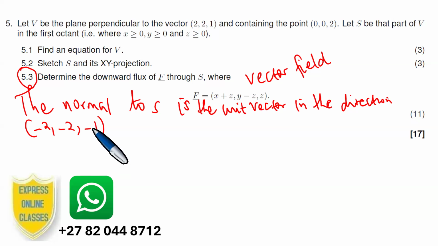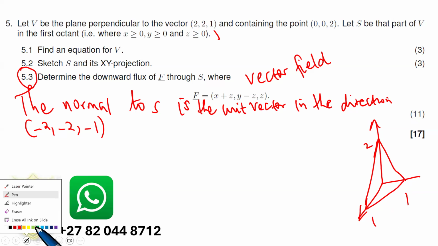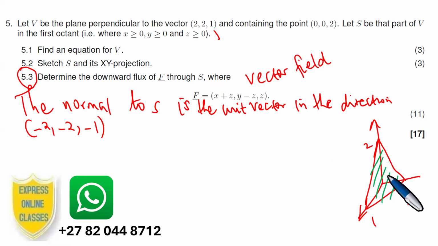Because if V is the plane perpendicular to this vector, then the normal to S, which is this particular part of the plane in the first octant, is this one. And then we proceed to shade it, and this one is our ZY axis.